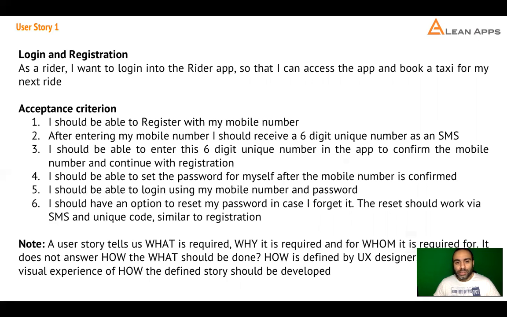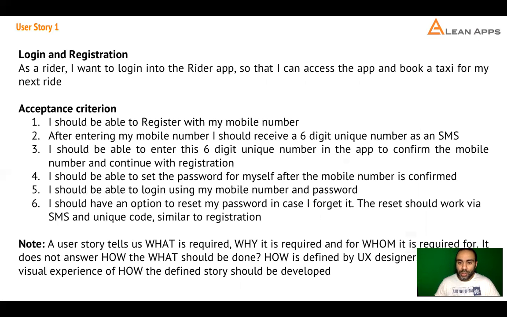Third, I should be able to enter that 6-digit number into the app, confirm the mobile number, and continue with registration. So once the number is received in SMS, the person enters it. There should be a way to enter that number in the app and confirm the user. I should be able to set the password for myself after the number is confirmed. So it's a combination of mobile number and password that we're using here. Once the whole registration process is over, the user will log in. He should be able to log in using the mobile number and password he just registered with. Last, I should have an option to reset my password in case I forget it. The reset should work via SMS and unique code, similar to registration. So what I need is a forgot password flow there.